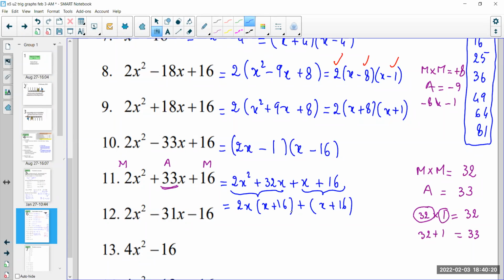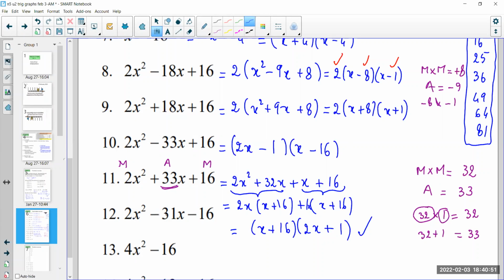Technically, that is plus 1. There's an invisible 1 here, x plus 16. And now I can put x plus 16 as my factor, because it's x plus 16 times 2x for this part, times 1 for this part, plus 1. And without doing trial and error, I've managed to get my answer.